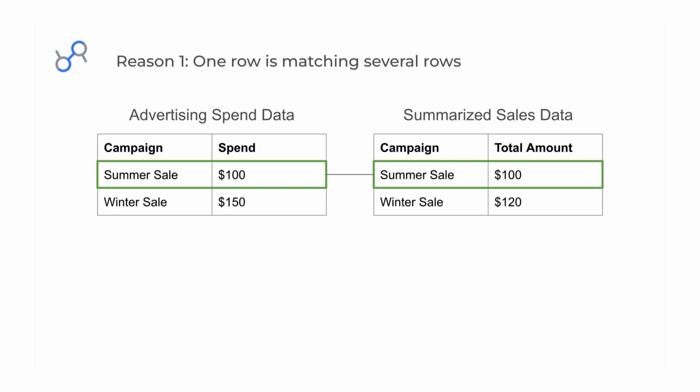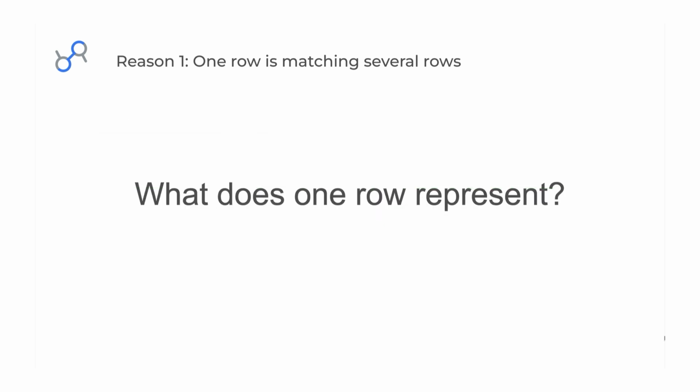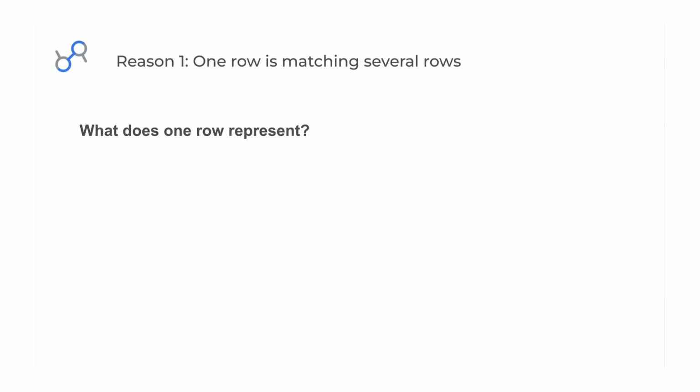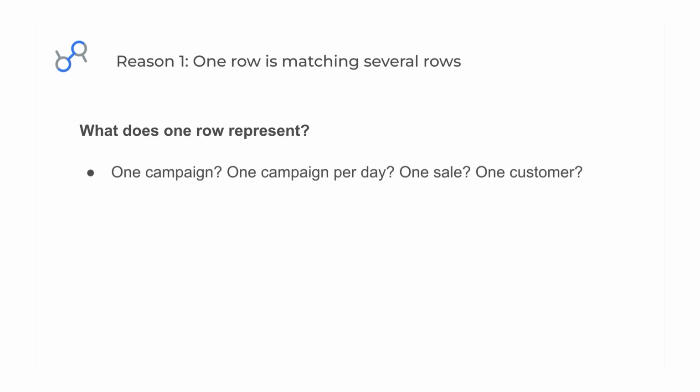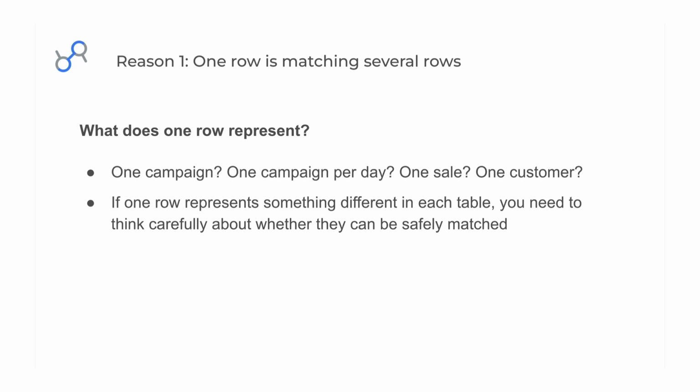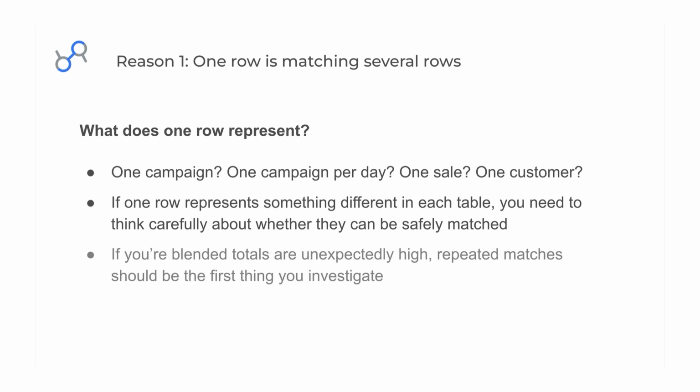So before you create any blend, ask this question about each table. What does one row represent? Does one row represent one campaign per day, one individual sale, one customer? If one row represents something different in each table, you need to think carefully about whether those rows can be safely matched. And if your blended totals are unexpectedly high, repeated matches should be the first thing you investigate.